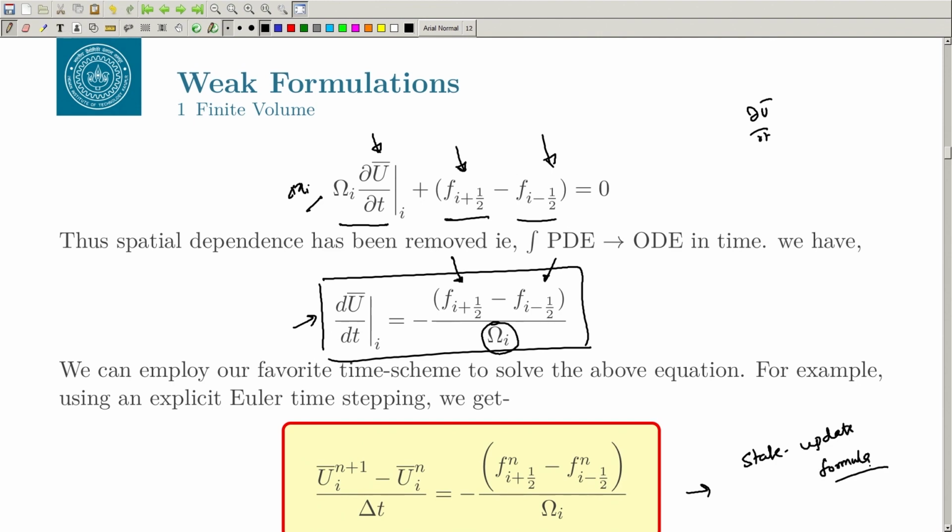Okay. Why is it the state update formula? Because you are updating to n plus 1 from the value n. Using the same principles that we had for the finite difference, if you do it for n plus 1 here and n plus 1 here, that becomes an implicit scheme, right. But let us stick to the explicit scheme here.